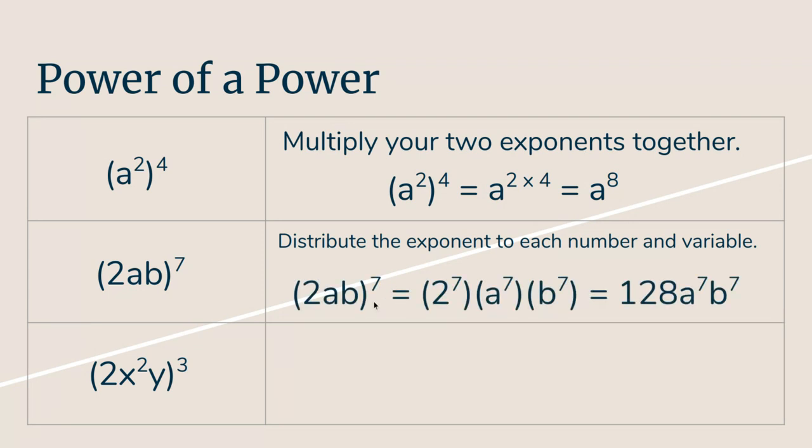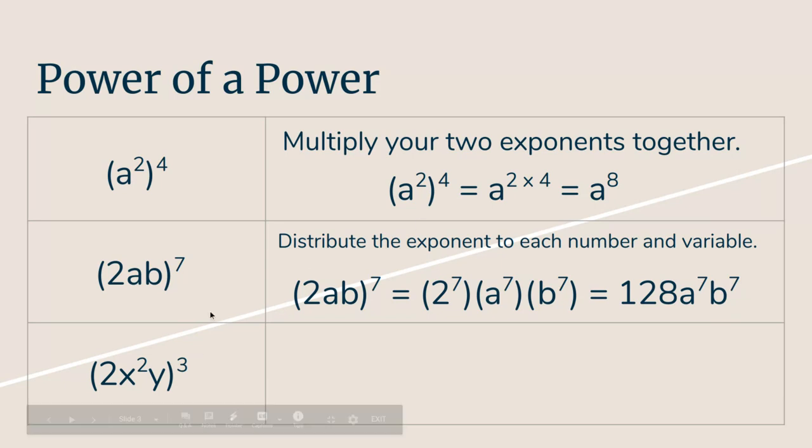So what that's going to look like is 2ab to the power of 7 is going to be 2 to the 7th times a to the 7th times b to the 7th. That 7 is going to attach itself to each one of your coefficients and each one of your variables. Now remember, 2 to the 7th is not 14. 2 to the 7th is 2 multiplied by itself 7 times. So 2 times 2 times 2 times 2 times 2 times 2 times 2. So that's going to get us 128. A to the 7th, B to the 7th.